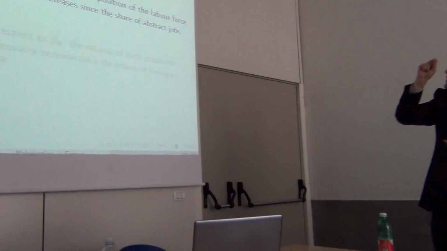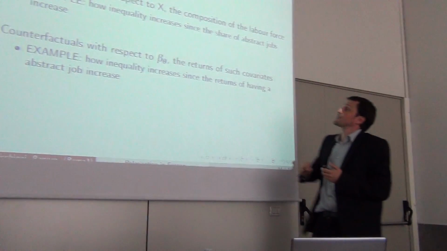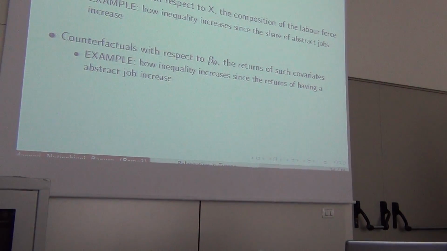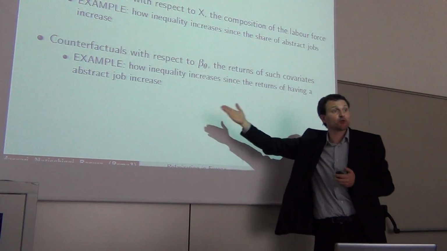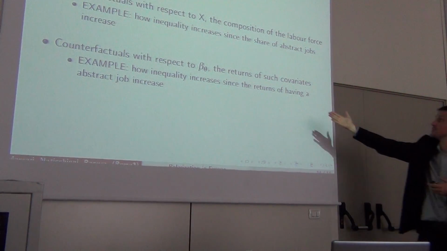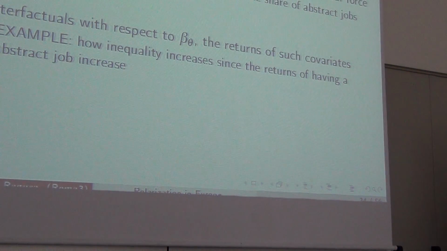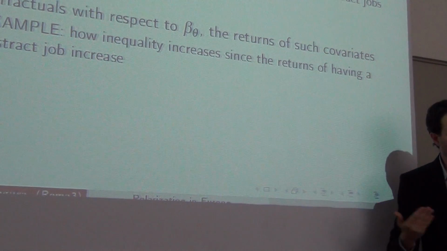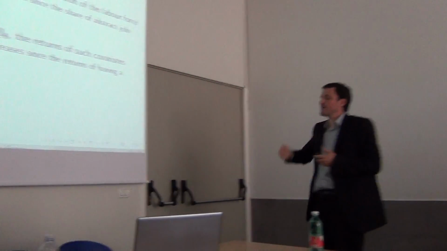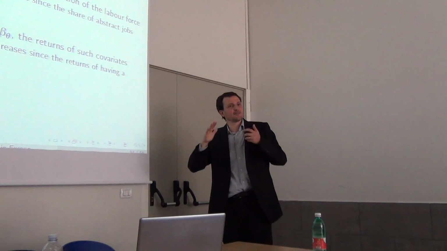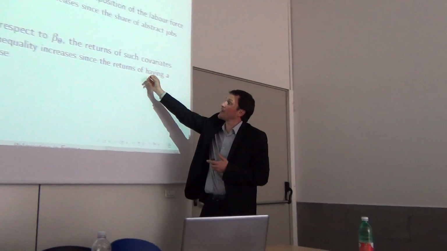I want to see which is the impact of this variable on the increase in inequality for each percentile, or the counterfactual with respect to beta, the return of the covariate. So how inequality increases since the return of having an abstract job, not the share of abstract jobs, but the returns of having an abstract job increase. So we can compute, for instance, which would be the distribution of 2007 if all the covariates were at the 95 level, all the coefficients were at the 95 level, except the one of abstract.